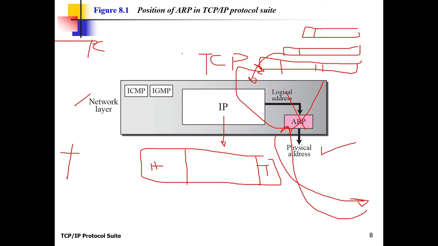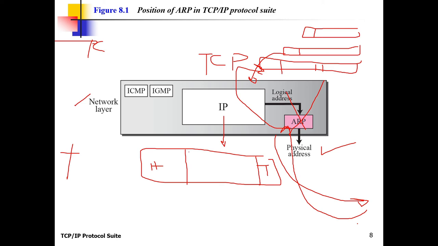So again, let me repeat what will happen. Let's say this PC has the destination's MAC address. ARP is out of the picture. It will not be used. So the data is going to come from the application layer, then it goes to the TCP layer or transport layer, then to the network layer, then to the data link layer, to the physical layer, and everything is normal, because it already has the destination address.